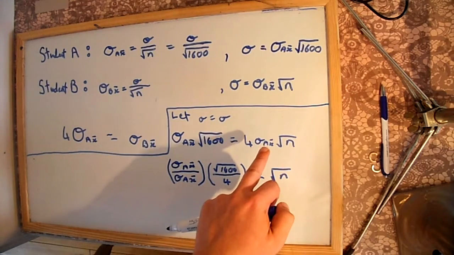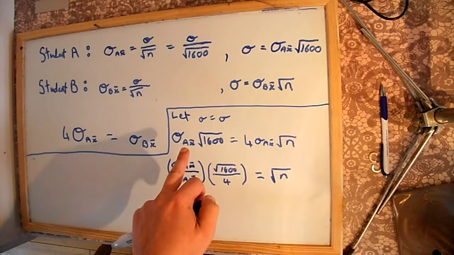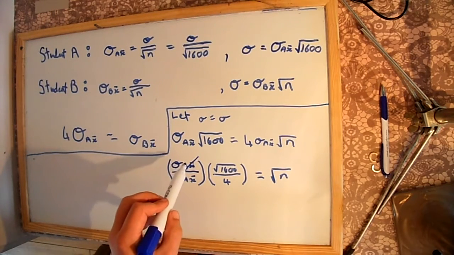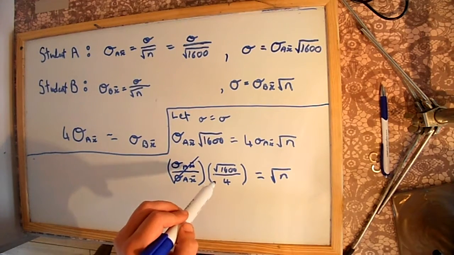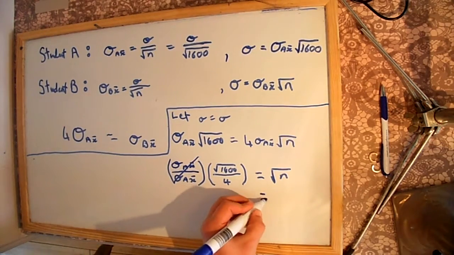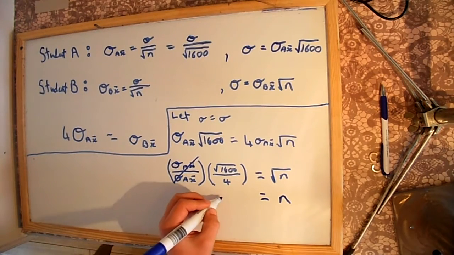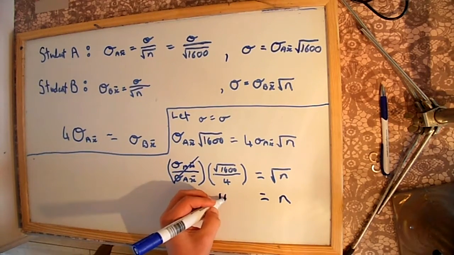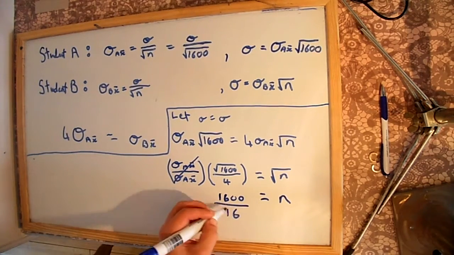So I'm going to divide the standard deviation of A by the standard deviation of A on this side. As you know, this is just equal to 1, so I'm going to cross that off. Now we're just dealing with the square root of n being equal to this number on the left hand side. If we square both sides, we're going to get n on the right hand side, and we square the top and the bottom. So on the top we're just going to have 1600, and on the bottom we have 16.